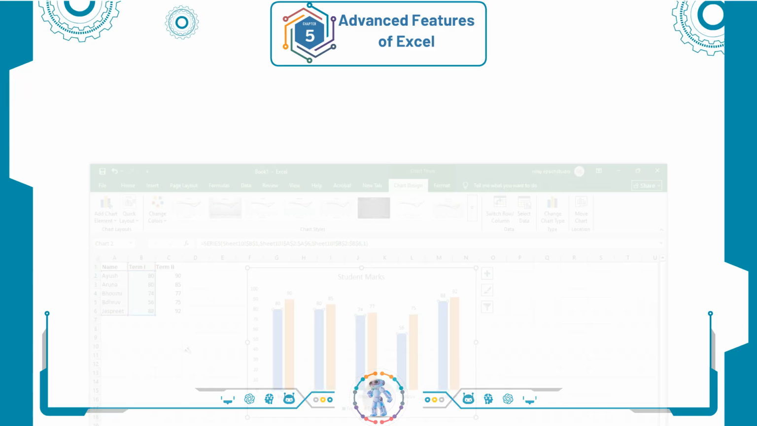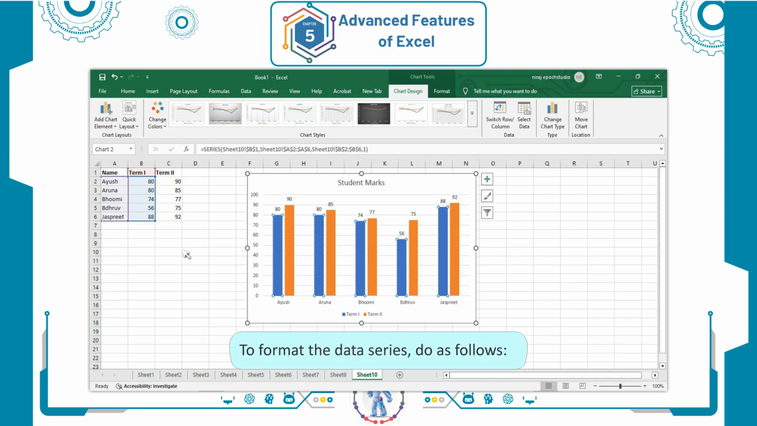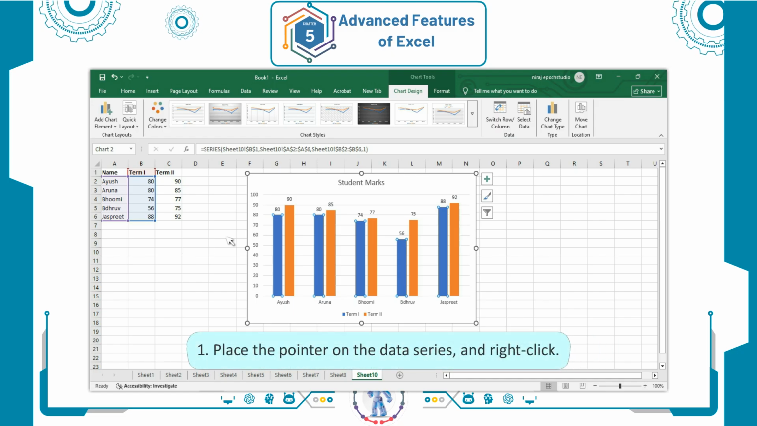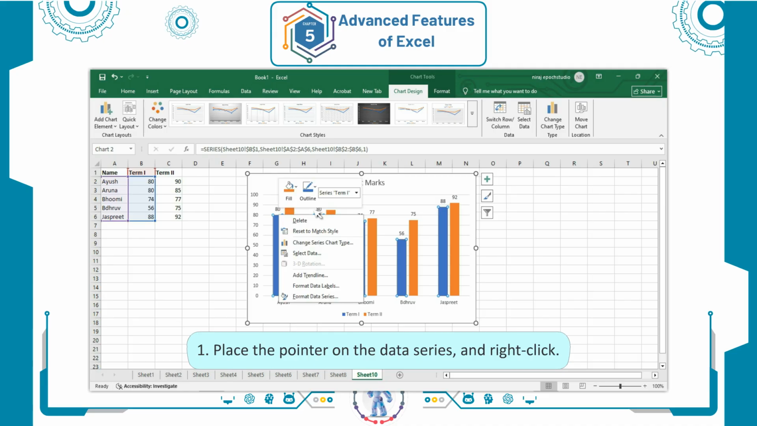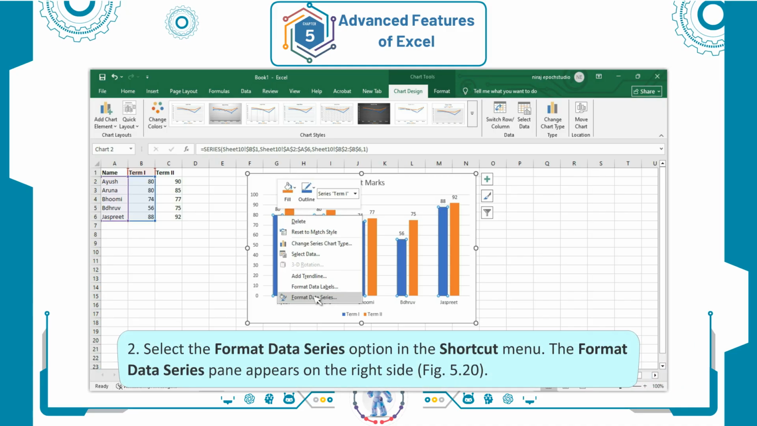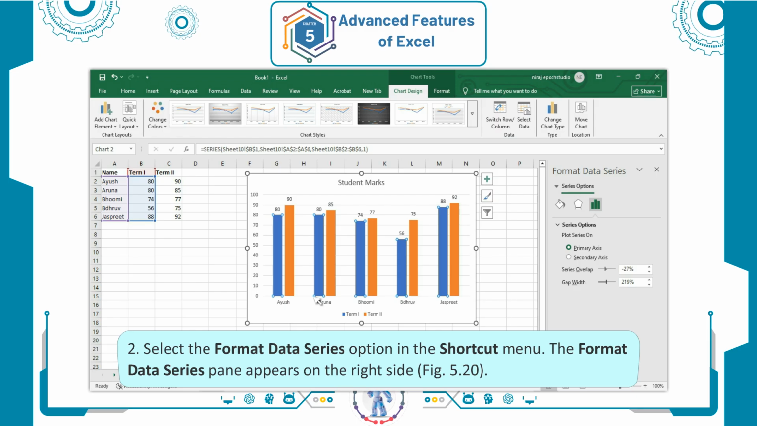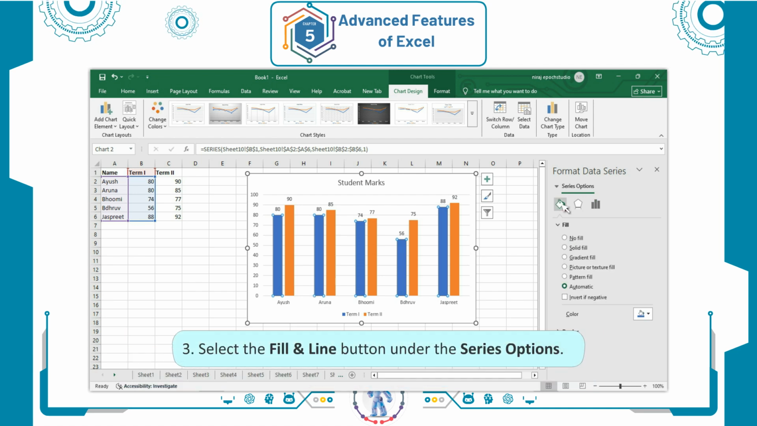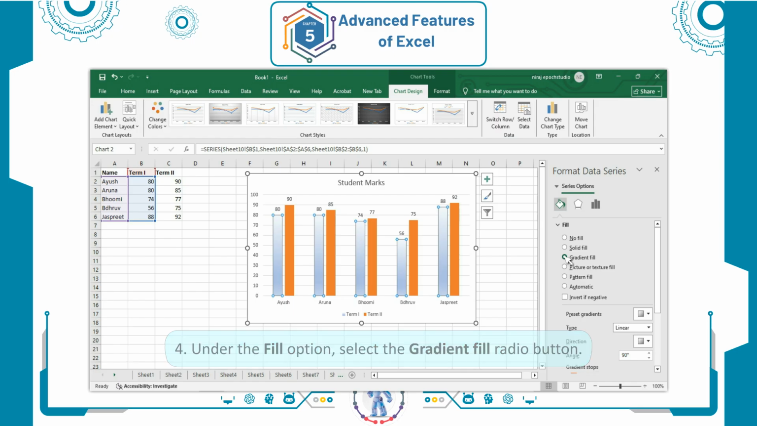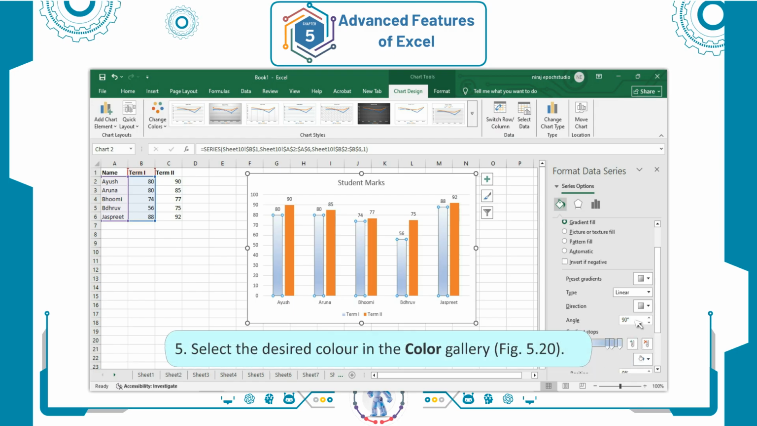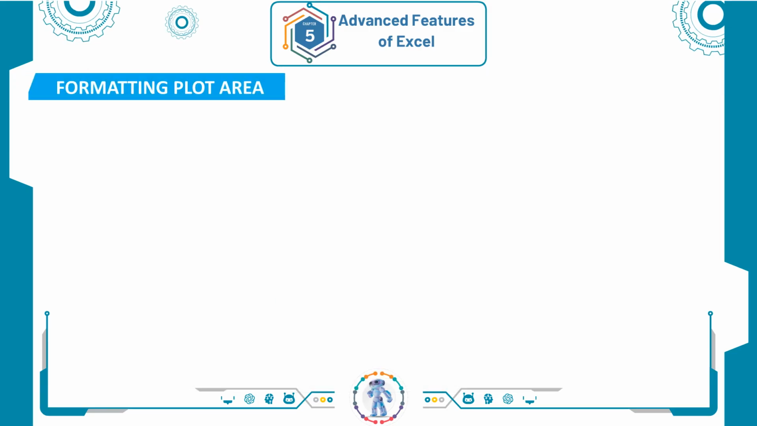Formatting data series. To format the data series, do as follows. 1. Place the pointer on the data series and right-click. 2. Select the Format Data Series option in the shortcut menu. The Format Data Series pane appears on the right side (Fig. 5.20). 3. Select the Fill and Line button under the series options. 4. Under the Fill option, select the Gradient Fill radio button. 5. Select the desired color in the color gallery.